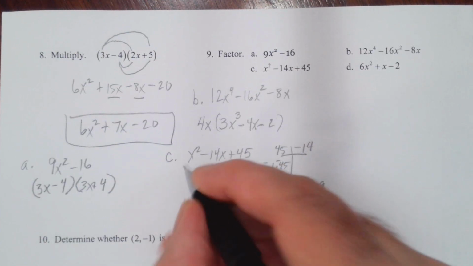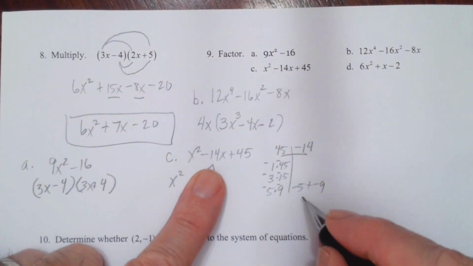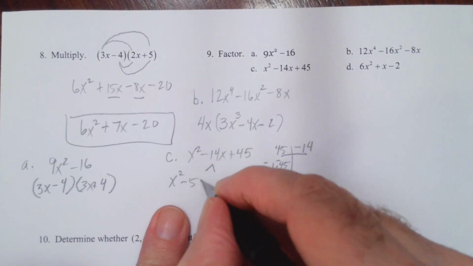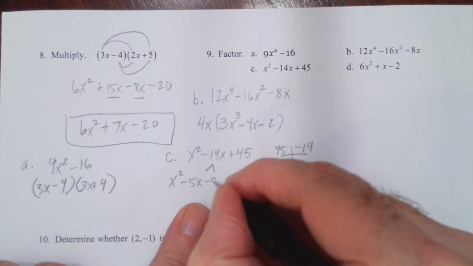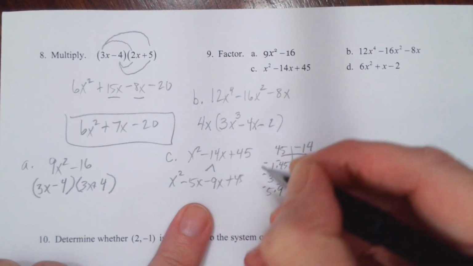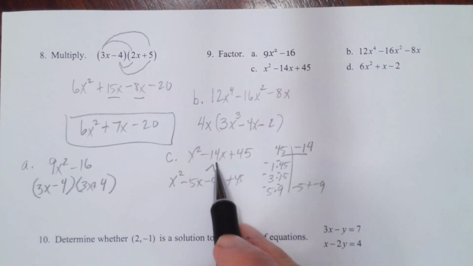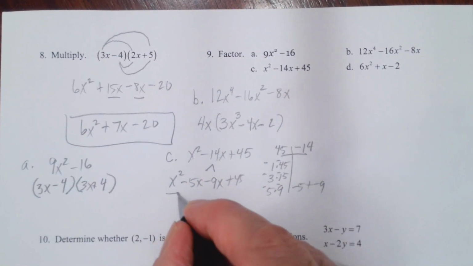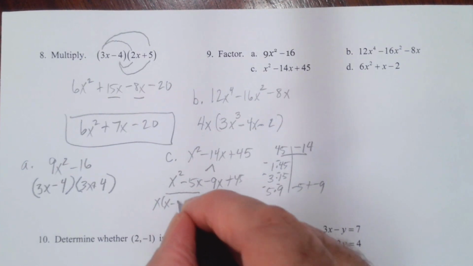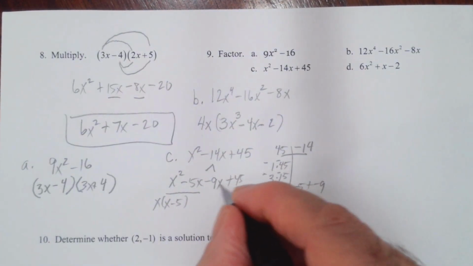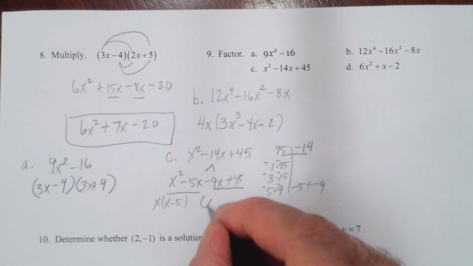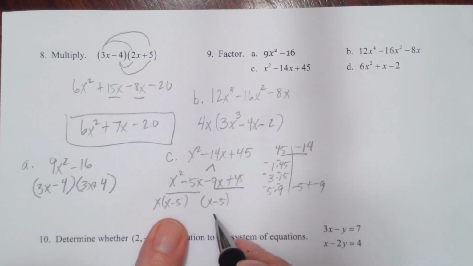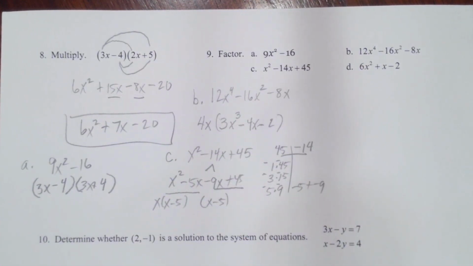So we can go ahead and split our B term. Instead of negative 14x, we'll have a minus 5x and a minus 9x. Don't forget to bring down the 45. So we're replacing negative 14x with negative 5x minus 9x. That does add up to negative 14x. So now we can factor by grouping. This will be x times x minus 5. And then when we factor these two terms, we should also get x minus 5. Remember, if you don't get the same thing inside each parentheses, you know something's wrong when you're factoring by grouping.